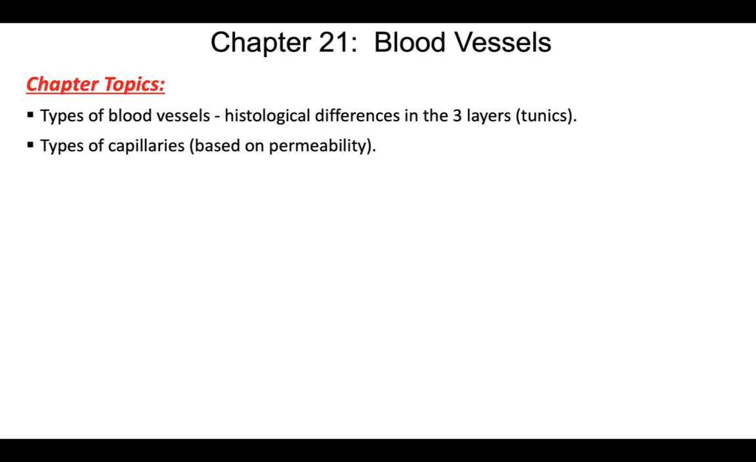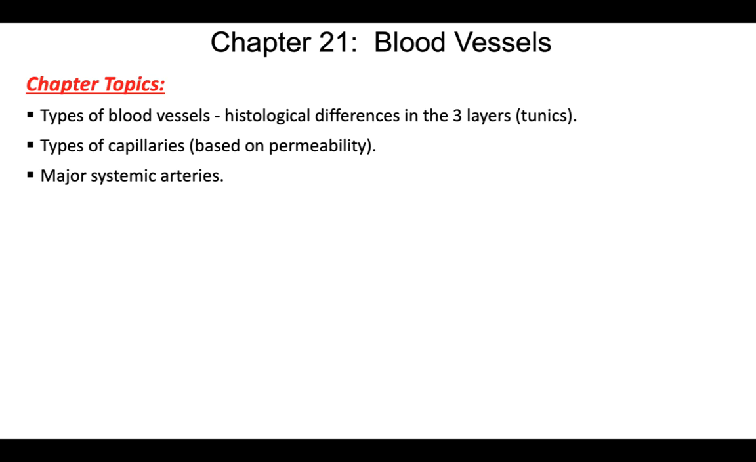You don't just have one type of capillary because there has to be different permeabilities. Permeability is how easy something can go in or out of the blood vessel. So in some places we need to have more permeability where we can get more things in or out of the blood vessel, and then in other areas we have what we call tight capillaries, where the permeability is low and things can't enter or exit the blood as easily.